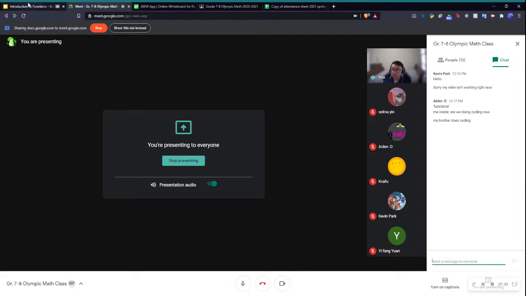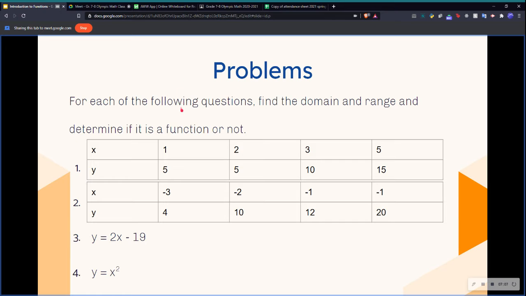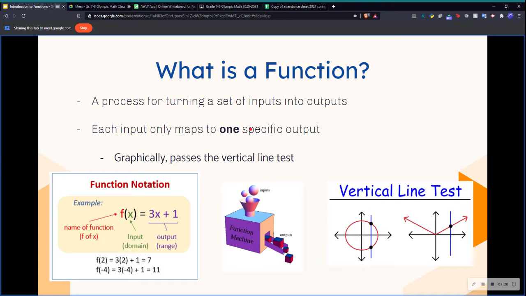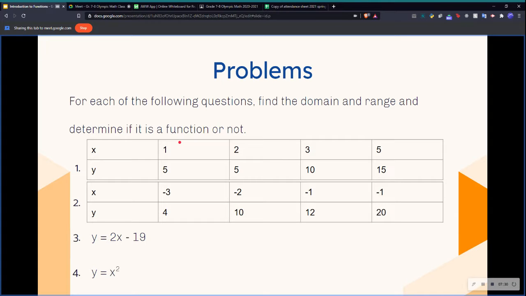Okay, if there are no questions, let's do a couple of problems. So for each of the following questions, find the domain and range and determine if it is a function or not. Remember, the definition of a function is that each input only maps to one specific output. If you have an input that gets two outputs, then your graph is not a function.